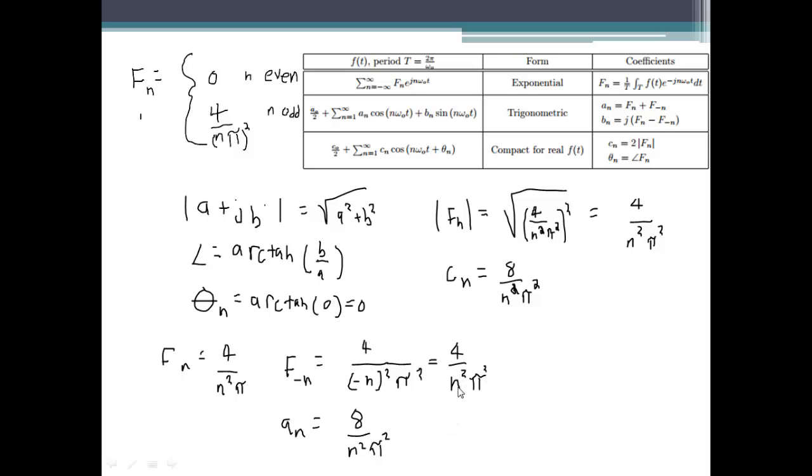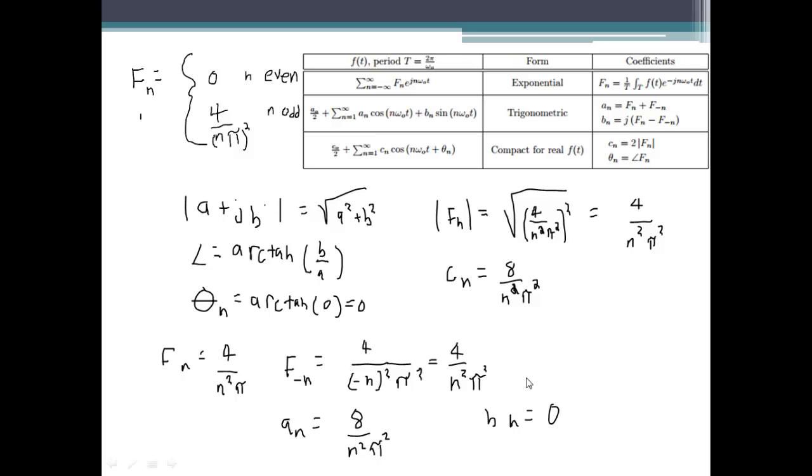Now our b sub n values, if we look back up at this table, which is in your textbook and on the course website, your b sub n is just going to be j times f of n minus f of minus n. And in this case, since they're the same, f of n minus f of minus n is going to be equal to 0. So your b sub n values are just going to be equal to 0. And for this particular example, the compact form and the trigonometric form is actually the same, since it's only made up of cosines. So it's just kind of a neat little example.